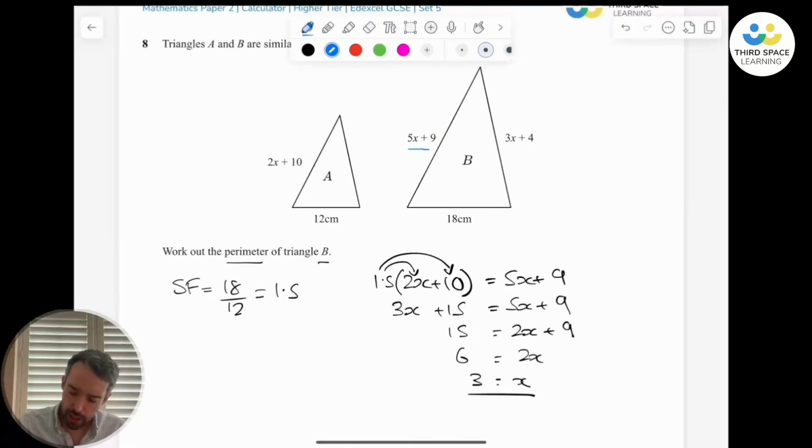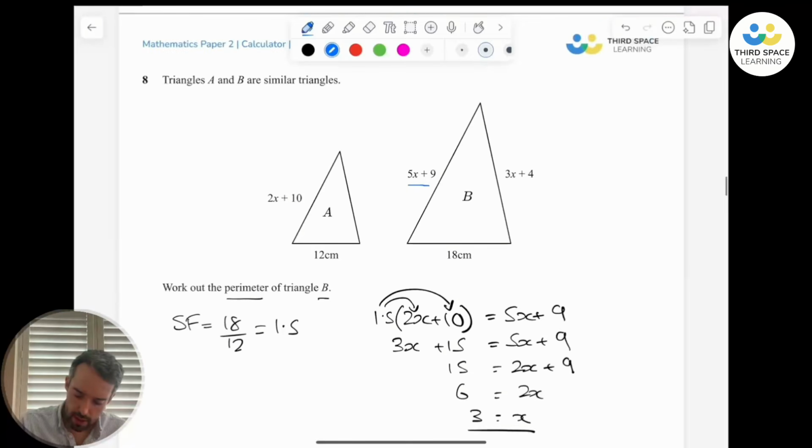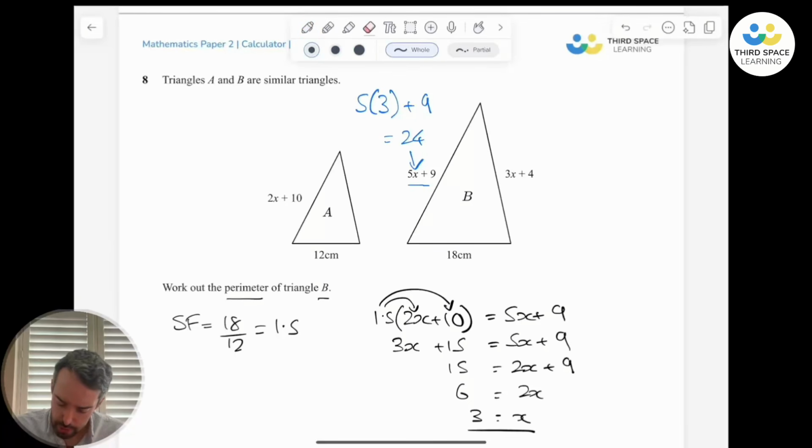So that's going to be 5 lots of whatever x was, which was 3. So 5 lots of 3 plus 9. Well, 5 lots of 3 plus 9 is going to be 15 plus 9, which is 24. So that's that one. And then let's do this one. So it's going to be 3 lots of 3 plus 4. Well, 3 times 3 is 9, plus 4 is going to give me 13.